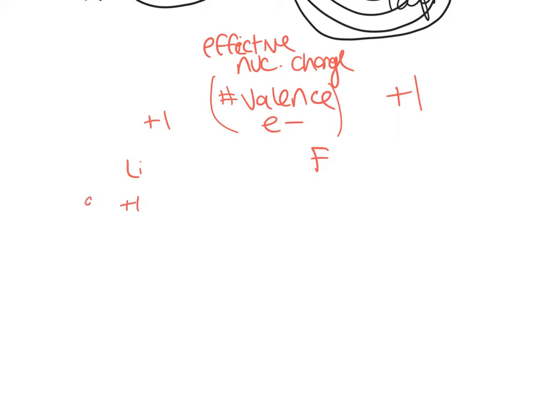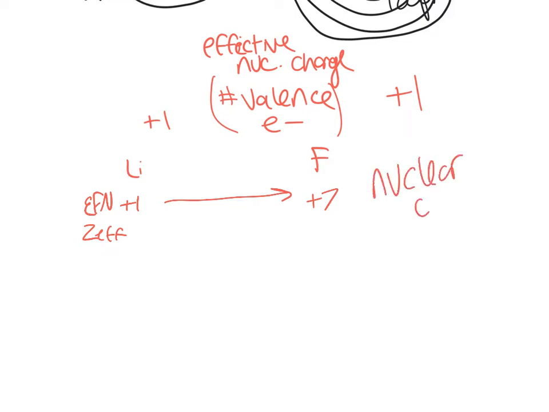Effective nuclear charge, I'm going to call that EFN, or sometimes you'll see it as Z-eff, okay? And fluorine has 7 valence electrons, so its effective nuclear charge is plus 7, okay? So you can see that the difference across a period is that the nuclear charge is significantly increasing, okay? So your nuclear charge increases across a period. And really, that's true for nuclear charge and effective nuclear charge.